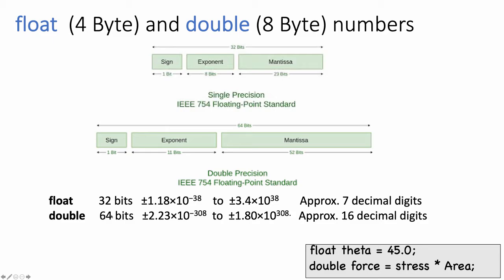So with a float or a double, float is 32 bits, double 64 bits, we can have exponents 10 to the minus 38 to 10 to the positive 38 with a floating point number, and 10 to the minus 308 and 10 to the positive 308 with the double. And the mantissa, basically the number of bits set aside for the mantissa, gives us approximately 7 decimal digits of accuracy for a float and 16 decimal digits for a double. And here's how we create a variable of type float. And in this case, we're using theta again over here. And here we create a variable of type double, calling it force.